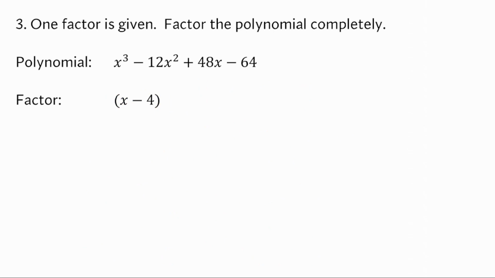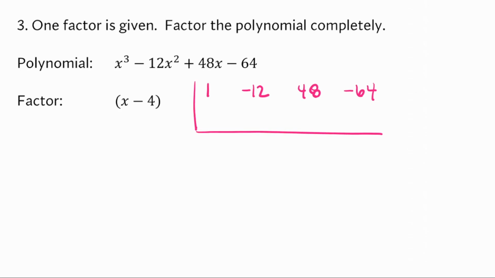All right, on this one, we've got one factor given, and so I'm just going to do like the other ones where they give us one, set up for synthetic division. At first I was thinking maybe we could do grouping factor on this one without even doing synthetic, but I'm looking at it, 48 to negative 64 is not the same ratio as 1 to negative 12. So we're going to have to do synthetic. So we're going to divide that by x minus 4.